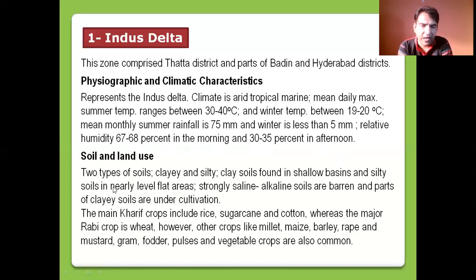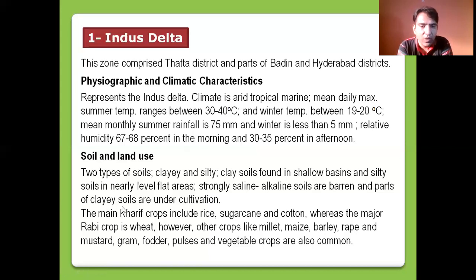Soil type, I will try to have another lecture on the soil and its type and characters and composition. You may not understand here. I'm not going to define the different types of soil. I'll just mention the names of those soils. So there are two types of soil: clay and silty soil. Clay soil is found in shallow basins, and silty soil in nearly level flat areas. So wherever the water area, they are so close to those water areas, they are being called clay soil, while the rest of the soil is found in the flatter area.